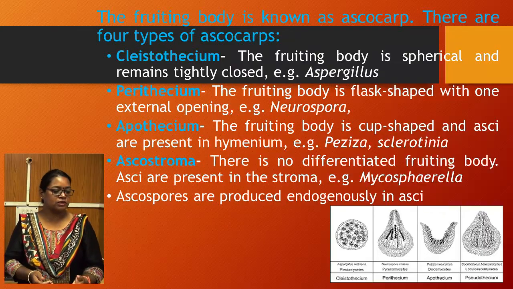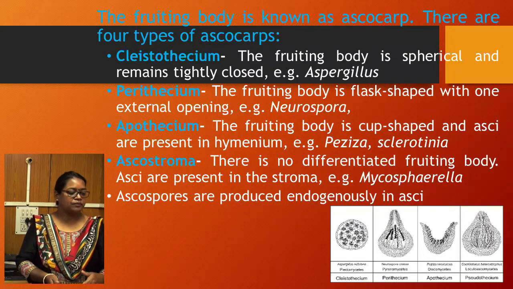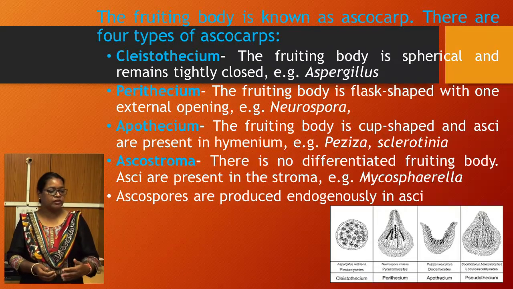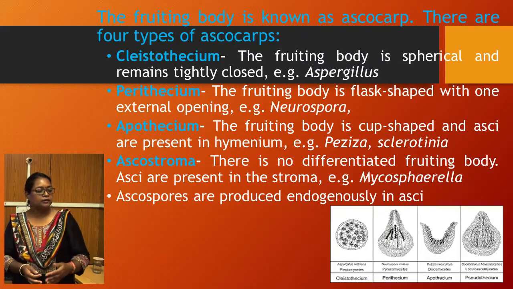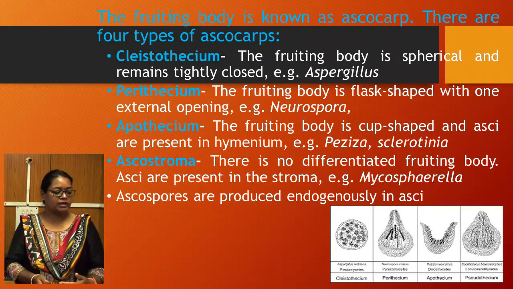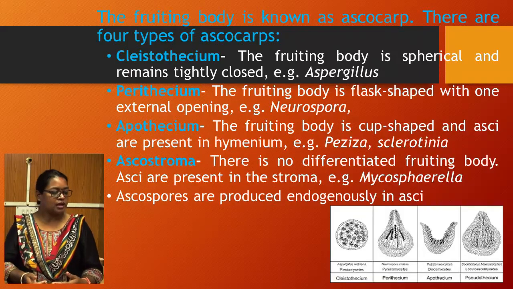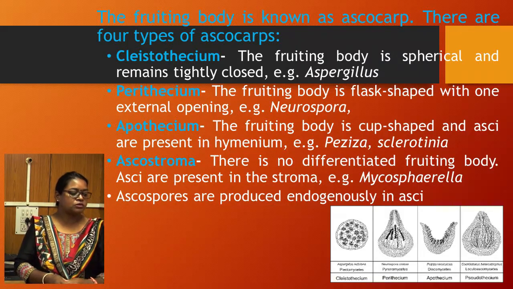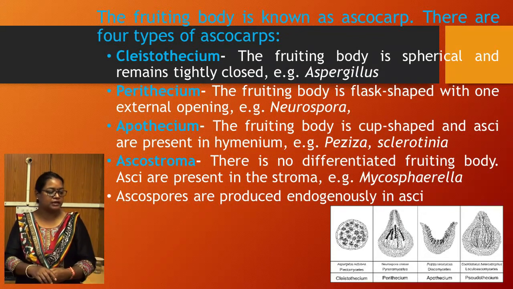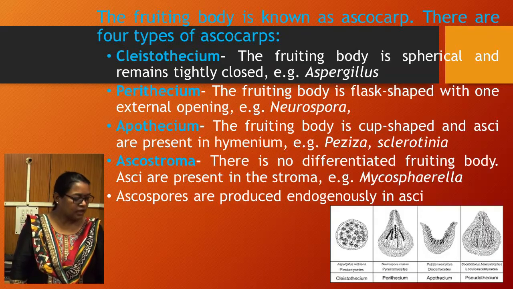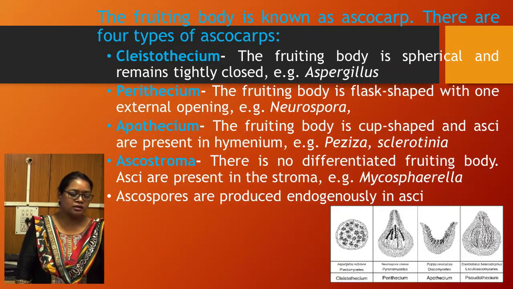The first one is Cleistothecium, which is a closed ascocarp. In Perithecium, the fruiting body is flask shaped with one external opening. The third type of ascocarp is Apothecium. When the fruiting body is cup shaped, it is known as Apothecium. And the last one is Ascostroma. There is no differentiated fruiting body. Asci are present in the stroma. Ascospores are produced endogenously in these asci.